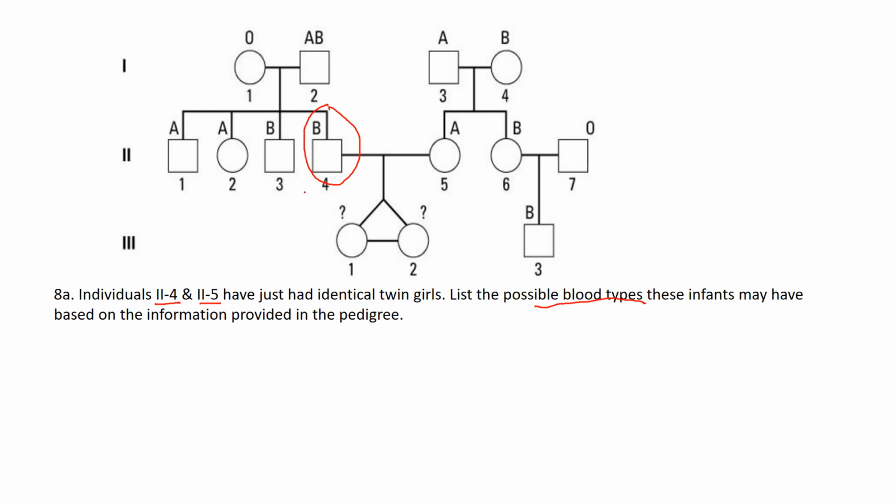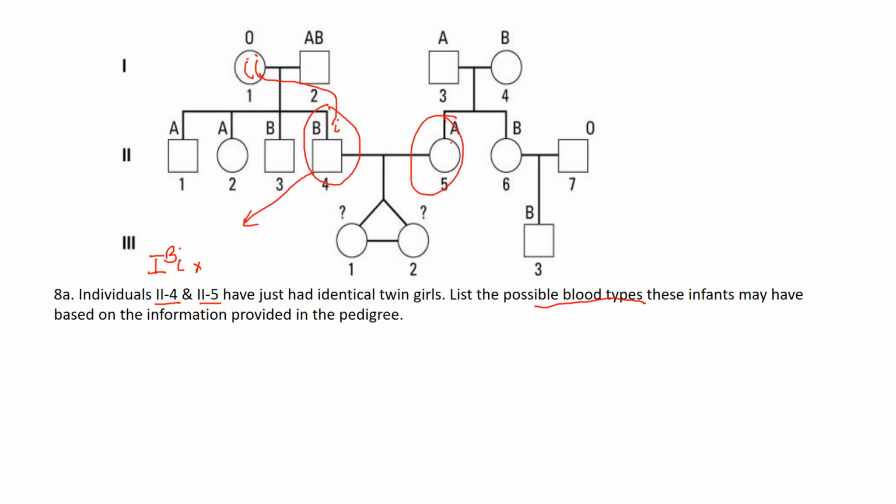If we take a look at their particular genotype, because they're B blood, they have to have an IB. And if you take a look at their mom, she was little i's. That's all that could have contributed to that boy. So we know that individual 2-4 must be heterozygous B blood. Okay, and the female, she is 2-5.